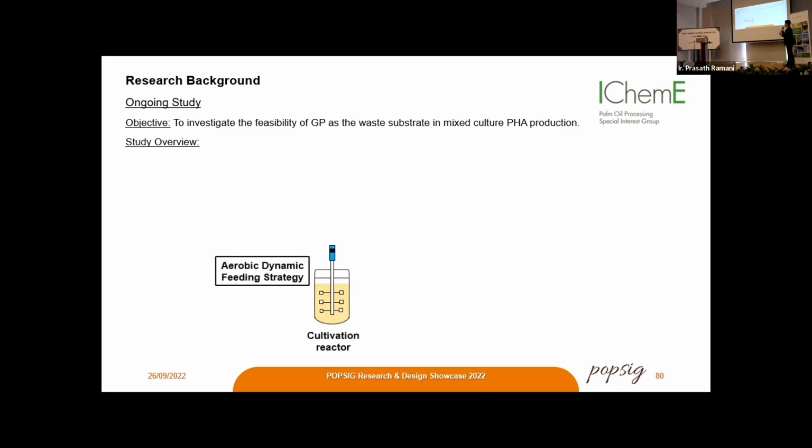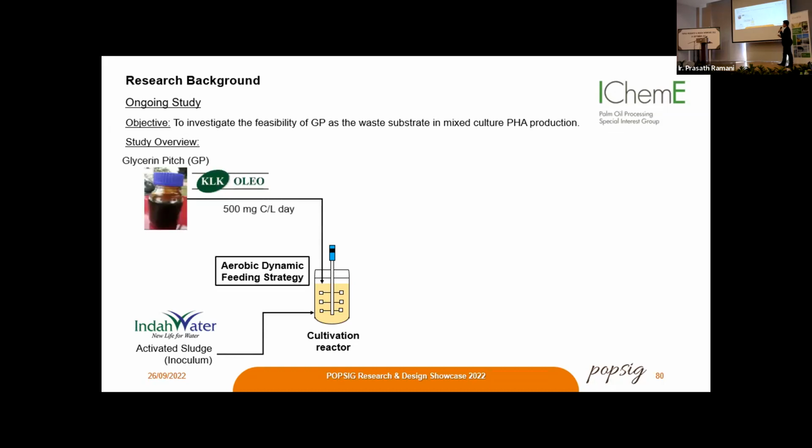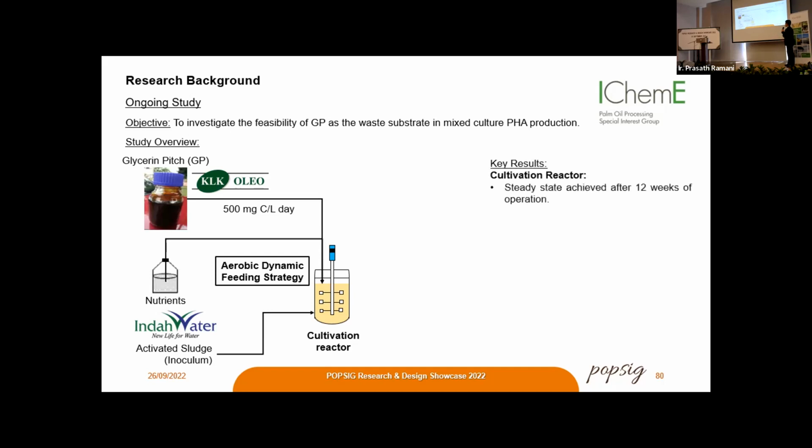So in this study, a cultivation reactor is first set up, operating under the aerobic dynamic feeding strategy using the activated sludge collected from Inga Water Consortium as the inoculant. Then, GP that is collected from KLK oleo is used as the waste substrate at an organic loading rate of 500 mg carbon per liter day. Nutrients are also fed to the reactor to support biomass growth. What we found is that from the reactor, steady state is achieved after 12 weeks of operation, where a stable culture is successfully cultivated using GP as the substrate.